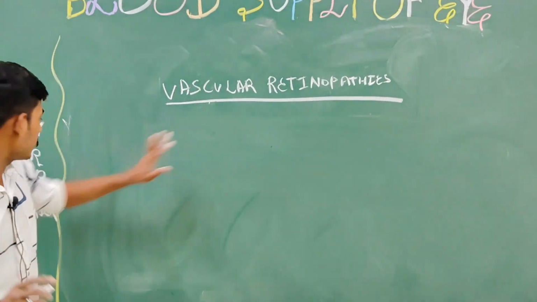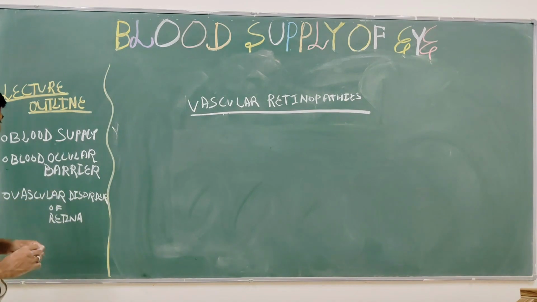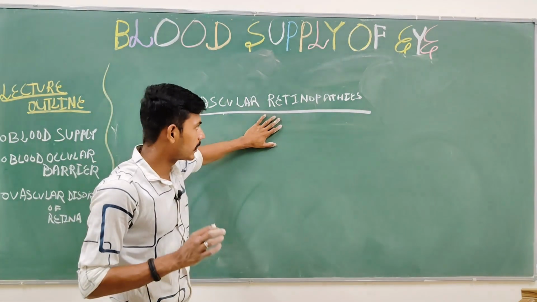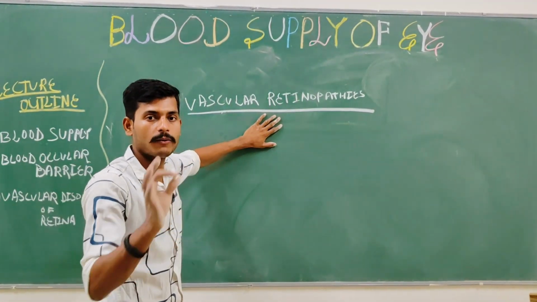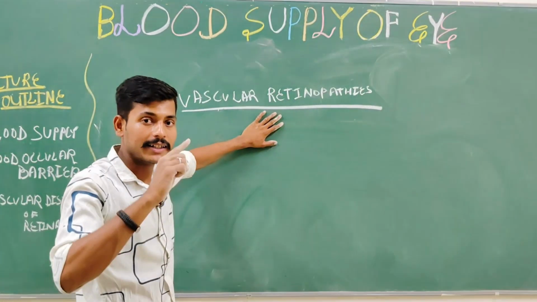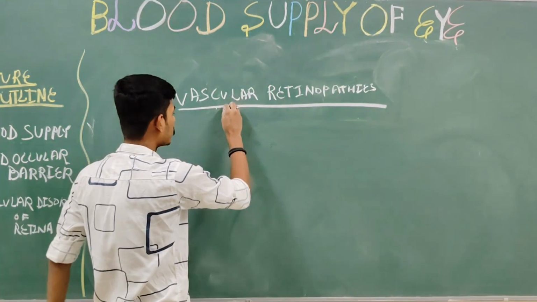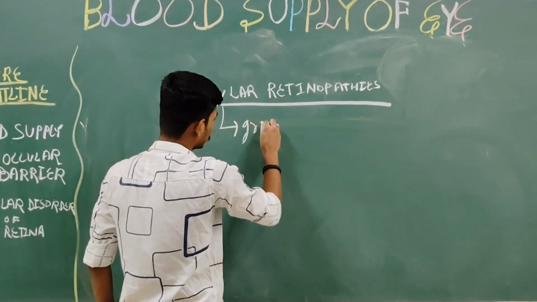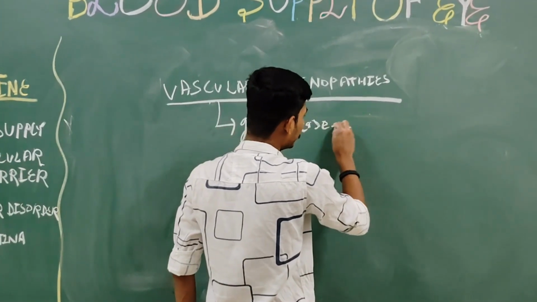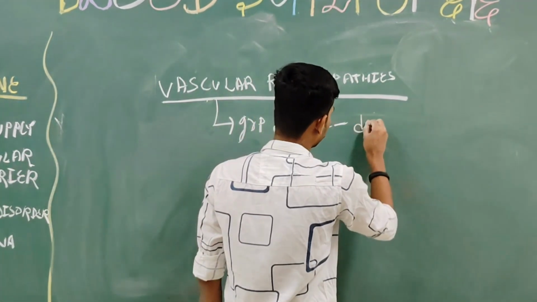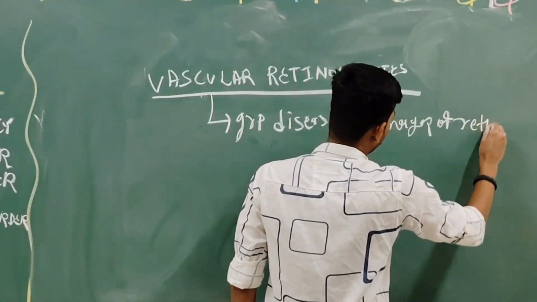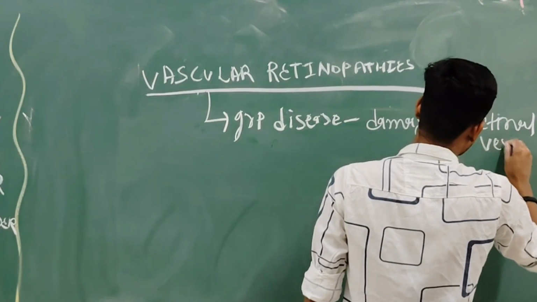So we have already studied the blood supply and the blood ocular barrier, and we are now discussing the vascular disorders of the retina. The vascular retinopathies are a group of diseases linked with damage to the retinal vessels.